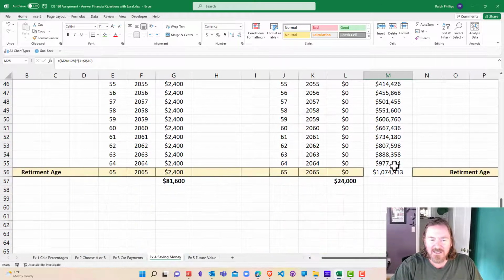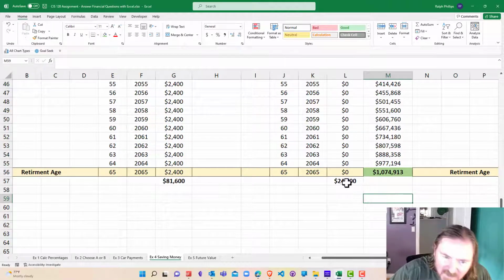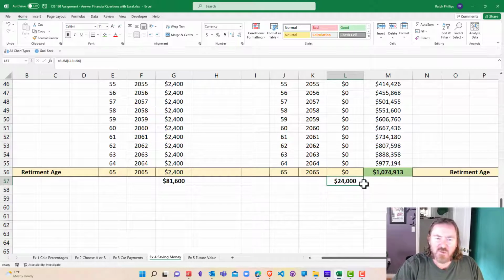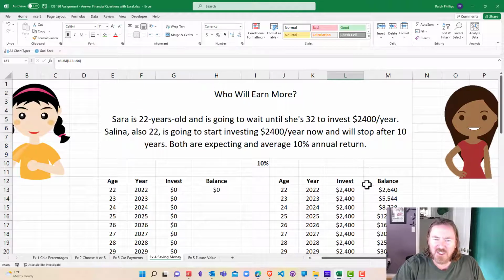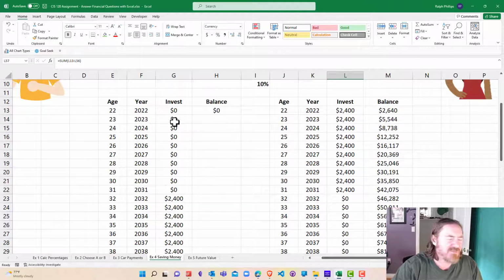And so by the time this woman retires at 65, she has $1,000,000. Let's see, I'm going to make that a green background and bold. There we go. So she invested 24 grand and builds it up to a little over $1,000,000 because she started early. Now we can do the same kind of thing over here.